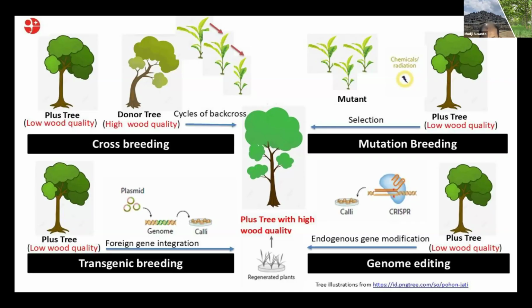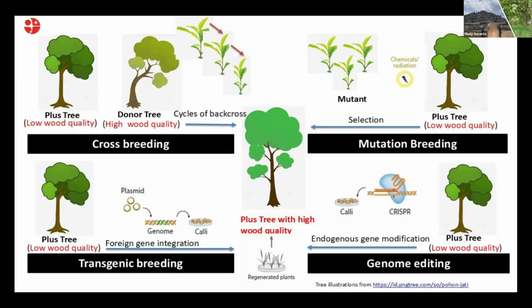Then we have backcrossing, which involves repeatedly crossing a hybrid offspring back to one of its parents to transfer specific traits, such as wood properties, from the other parent. Each cycle of backcrossing typically involves crossing the progeny with the recurrent parent, selecting individuals with the desired trait, and then repeating the process. After several cycles, the resulting offspring will largely resemble the recurrent parent, but will also carry the desired trait from the donor parent.